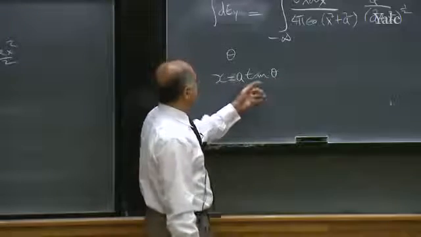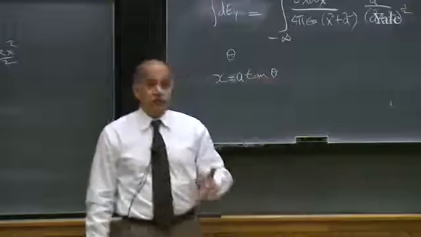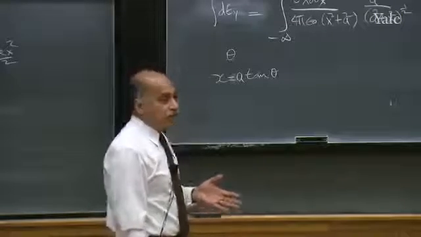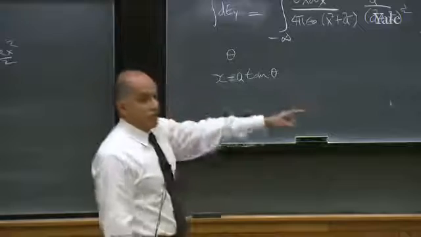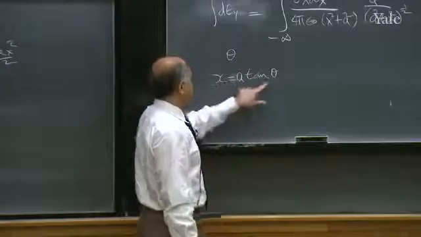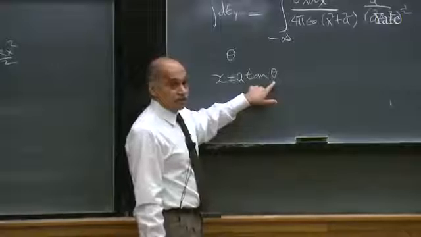You cannot say x equals a cosine theta, for example. You are doomed. If x is a cosine theta, the biggest x you can get is a, whereas I want this x to go from 0 to infinity. So when you make the change of variables, you've got to make sure that for every x you want, there is some theta that will do it.